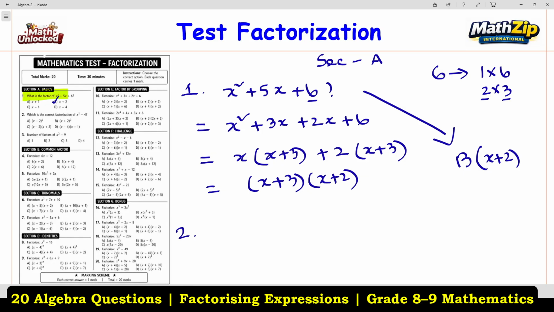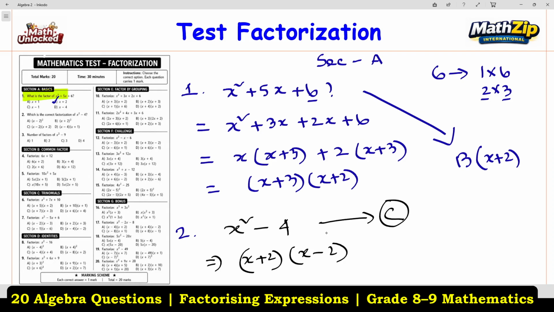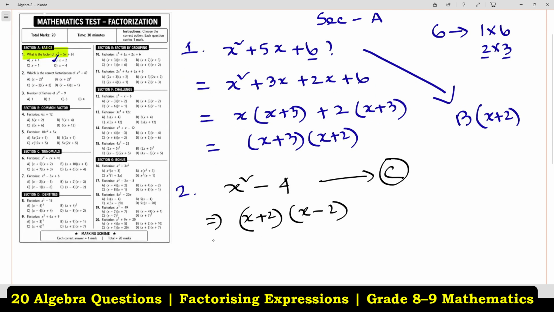Which is the correct factorization of x² − 4? This one we can write as (x + 2)(x − 2). So which option is similar? x − 2 and x + 2. It means C is our right answer. Number 3.